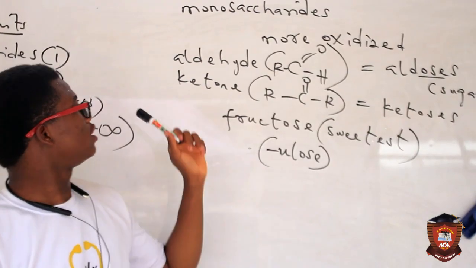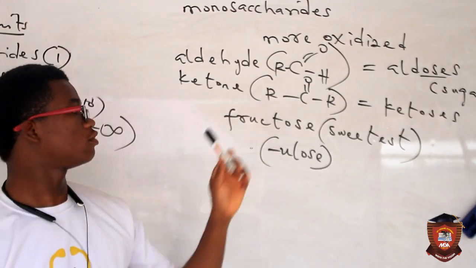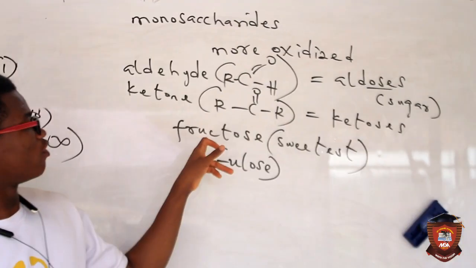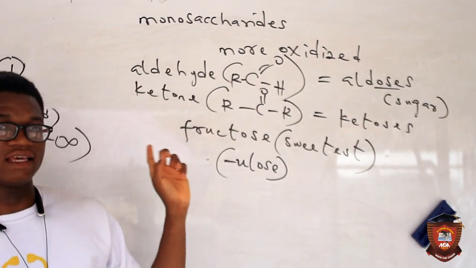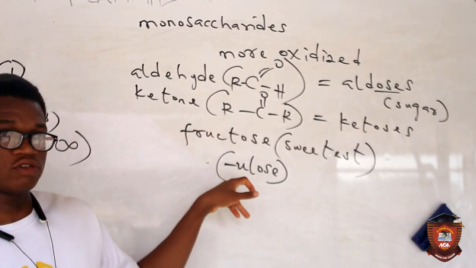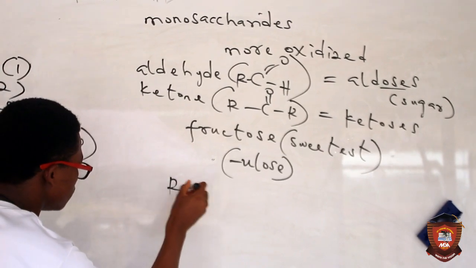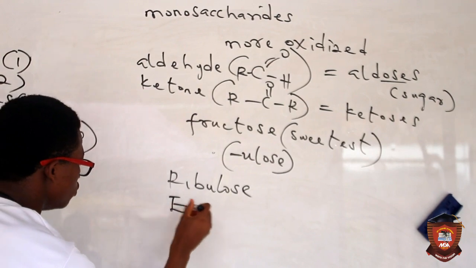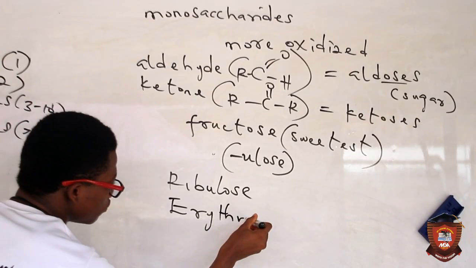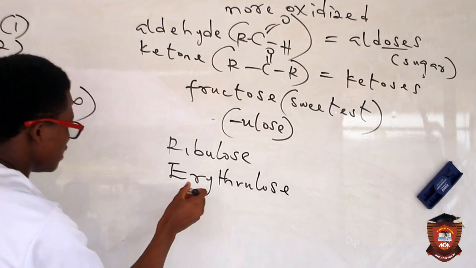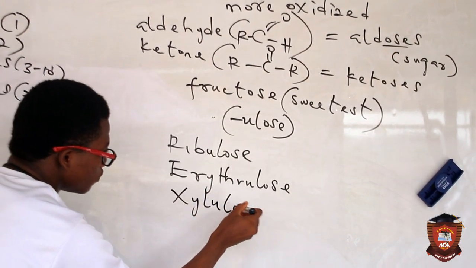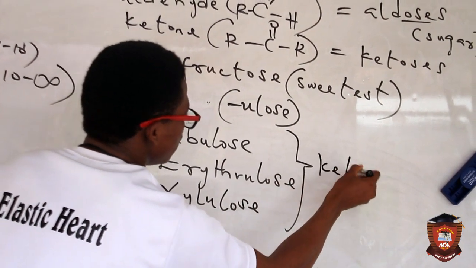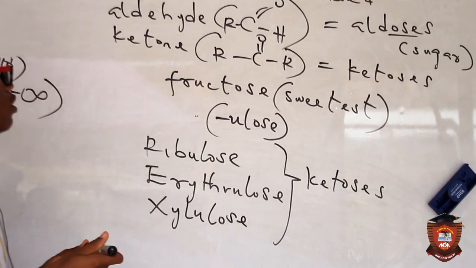Okay, so secondly, those that have the ketone functional group are called the ketoses, and we have some examples, fructose being the most popular. And apart from fructose, all other ketone sugars stop with "ulose". We have the ribulose, we have the erythrulose, we have the xylulose, and we have so many of them, but these three are ketoses together with fructose.